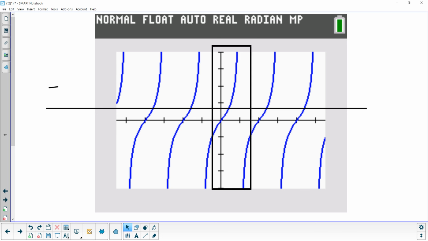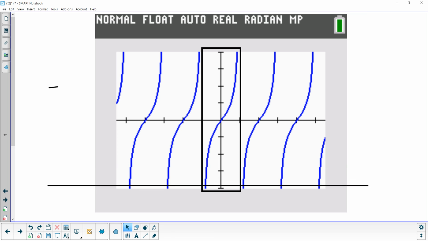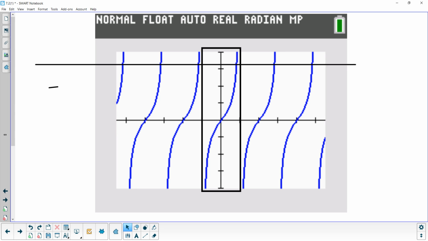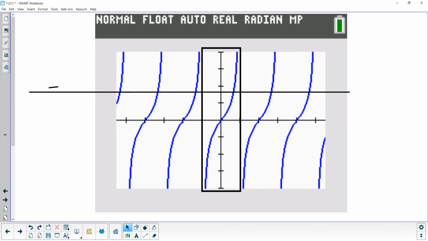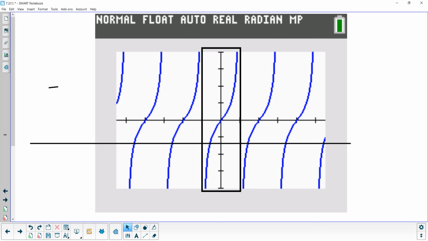So let's try negative pi over 2 to pi over 2. How about that? Would that line ever hit the blue graph more than once inside the box? What do you think, Casey? No. Inside the box, it never hits more than once. So we found a section that works.